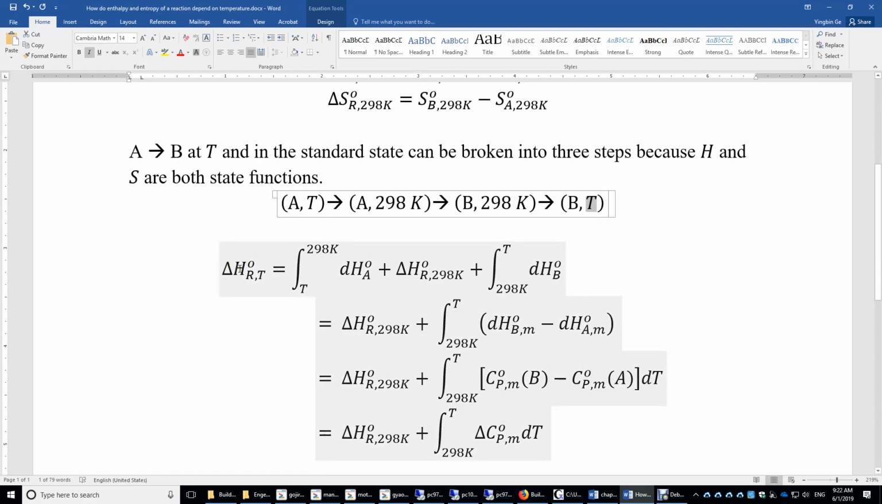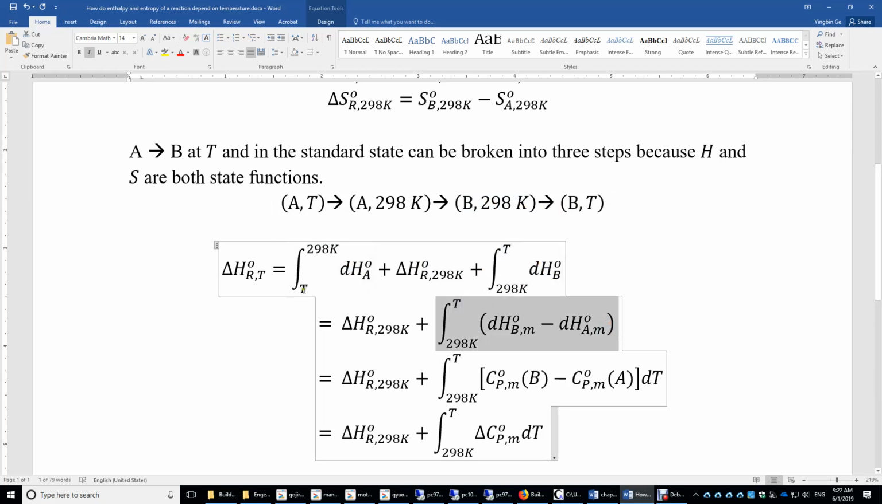Therefore, the enthalpy change of the reaction includes 3 terms. Over here, that's the enthalpy change of A from temperature T to room temperature. This is available to us. This is just the enthalpy of reaction at room temperature. The third term is the enthalpy change of B when temperature changes from room temperature to T. We can combine these 2 terms here. The reason is we can swap the lower limit and upper limit by adding 1 negative sign in front. Therefore, we have this integral here.